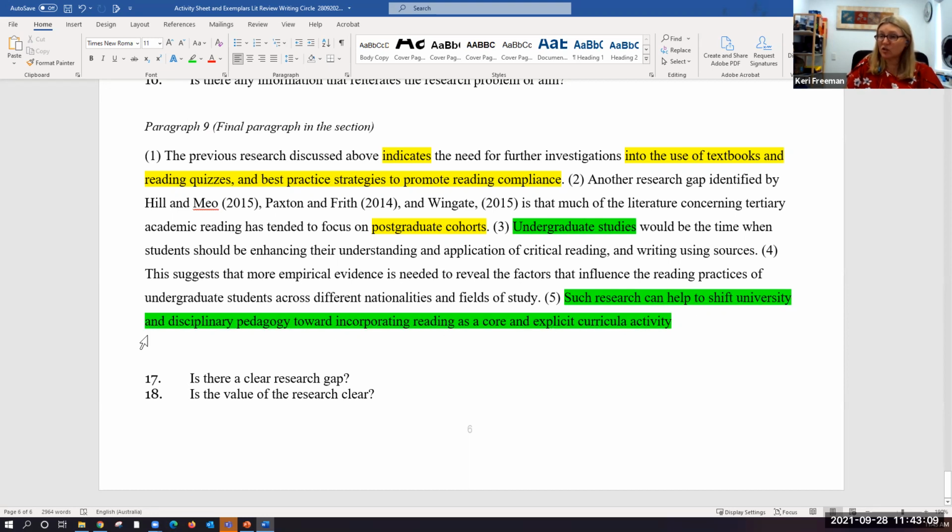Okay, help to shift university and disciplinary pedagogy. So remember, the problem is reading's not being taught. There's not enough help and support for the students. And so by showing that we need that, we can make a shift to the way the universities are organising their courses. So is there a clear gap? Yes. Is the value of the research clear? Yes. We're going to have some evidence towards making changes to pedagogy and the way the courses are set up and the activities.